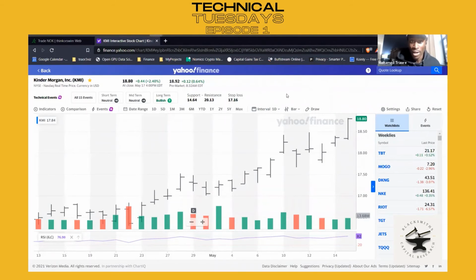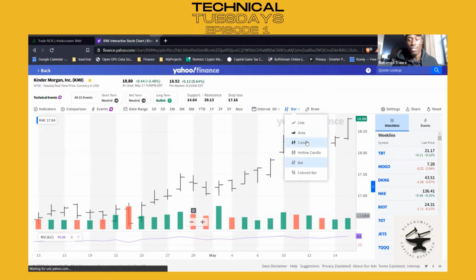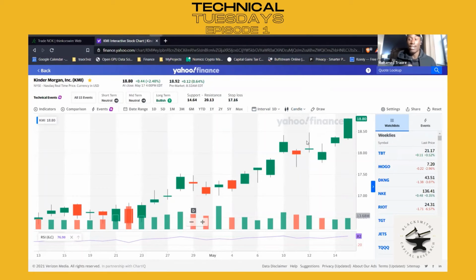I want to see the different time ranges that things are moving. The important part about looking at the different time ranges is you get a much better analysis of how this stock has been moving, and also how it relates to all the different indicators as well.